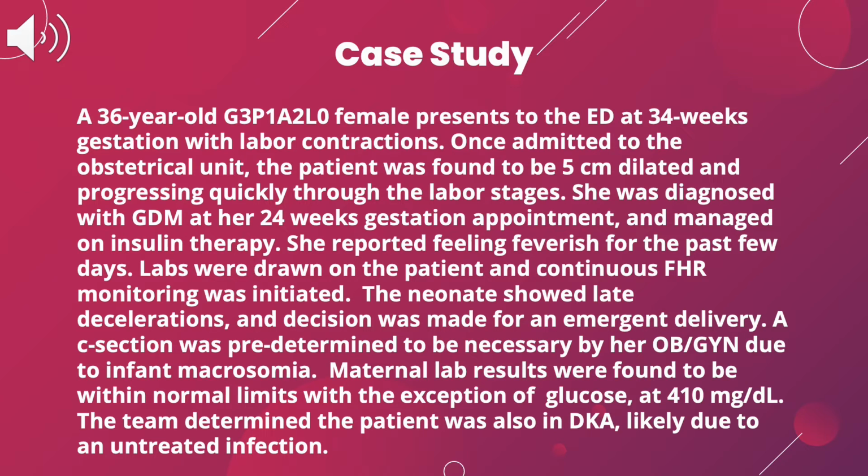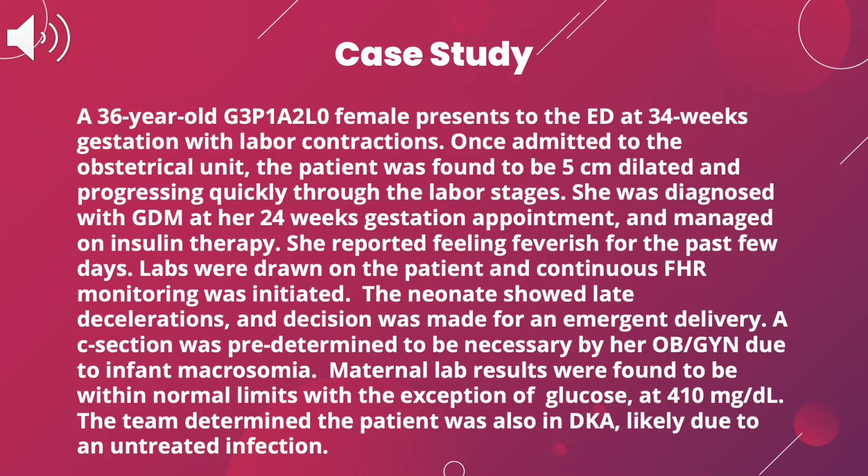She reported feeling feverish for the past few days. Labs were drawn on the patient and continuous fetal heart rate monitoring was initiated. The neonate showed late decelerations and a decision was made for an emergent delivery. A C-section was predetermined to be necessary by her OBGYN due to infant macrosomia. Maternal lab results were found to be within normal limits with the exception of glucose at 410 milligrams per deciliter.